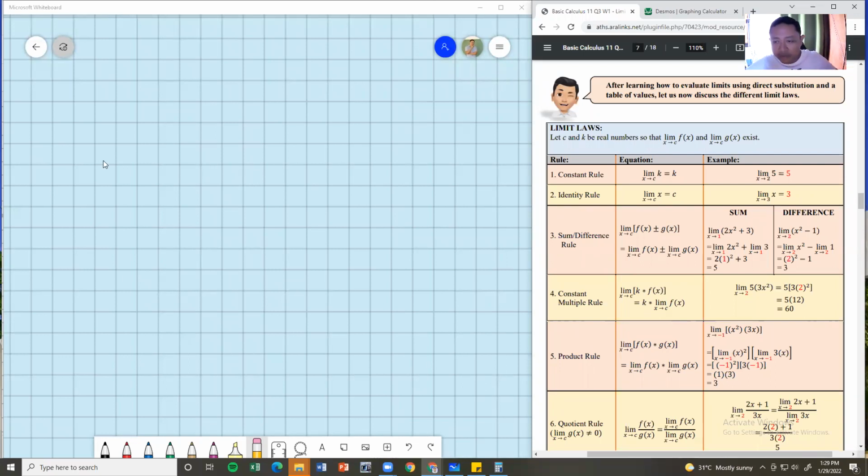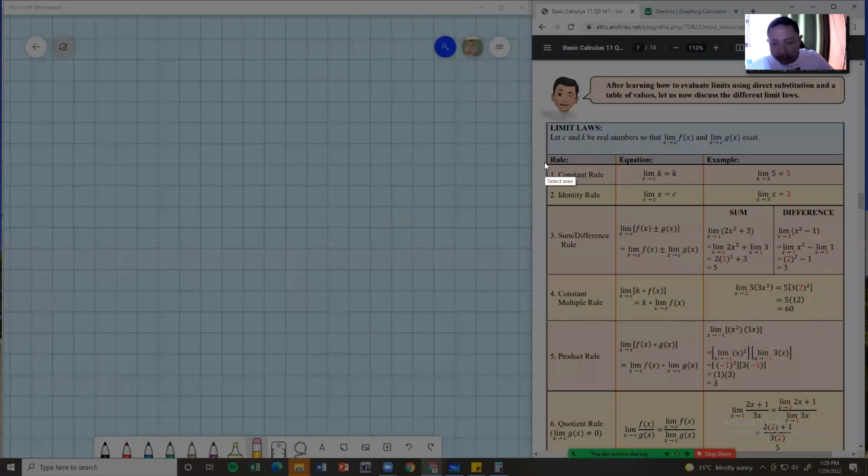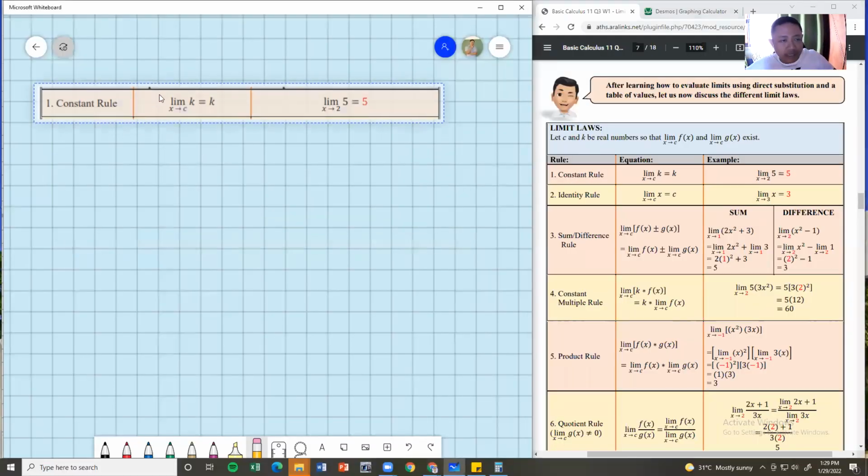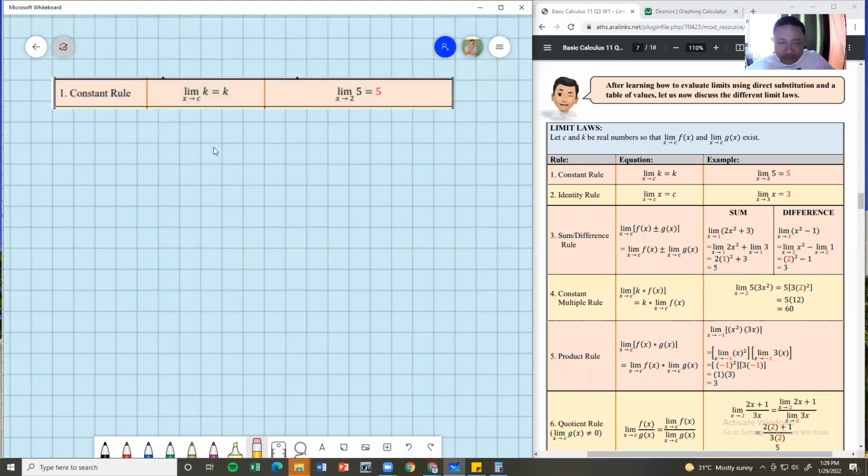The first one is the constant rule. The constant rule is very easy. The constant rule says that the limit of k is, if it's just a number, automatically whatever is the value that x is approaching, the answer will still be the constant. For example, the limit of 100 as x approaches 1,000, the answer will still be what? The constant, which is 100. O, ganun lang siya kasimple.